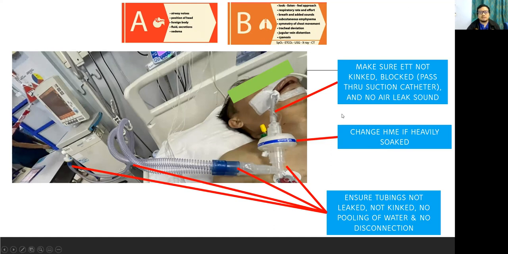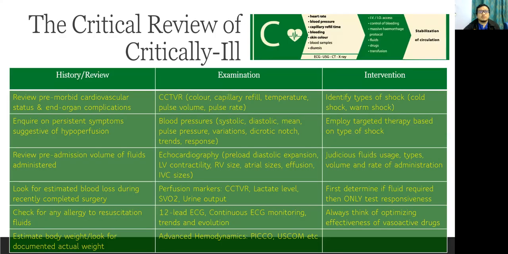If there is an air leak sound, then you have to reflate the ETT cuff. So, going into the C, cardiovascular. I divided it into history or review, and examination and intervention.